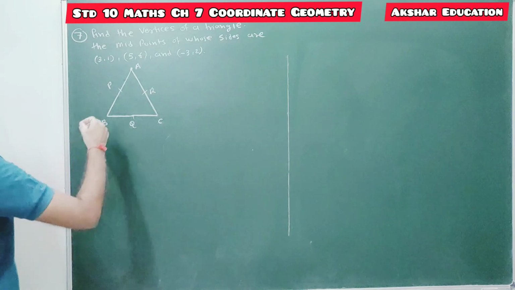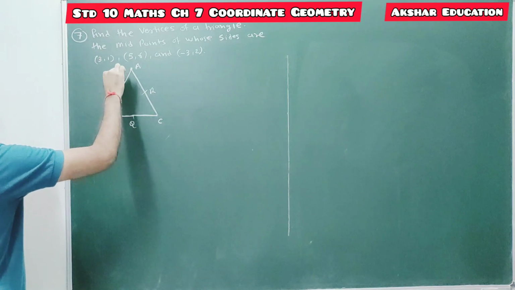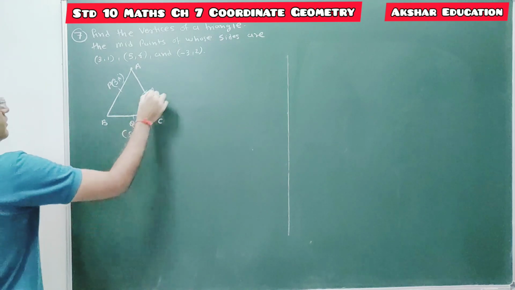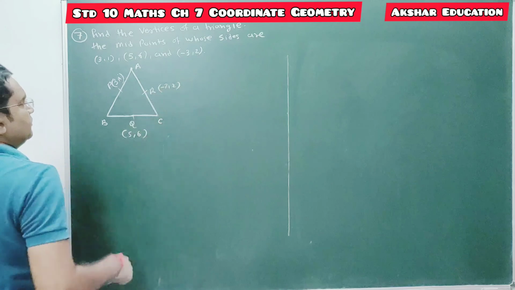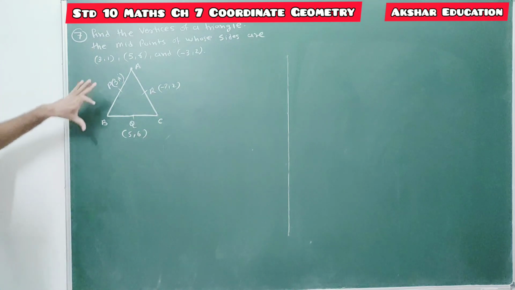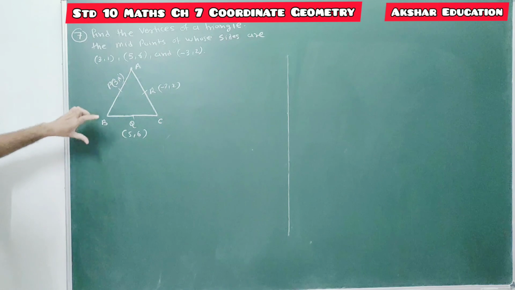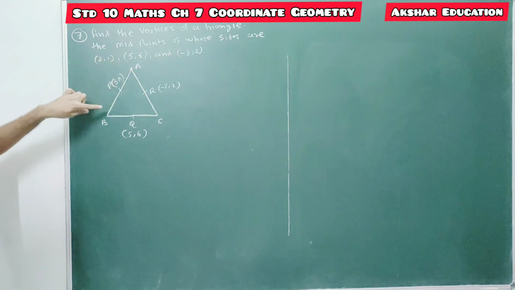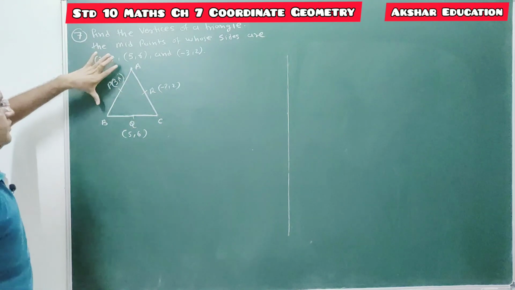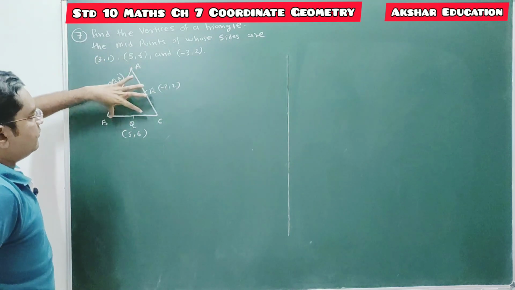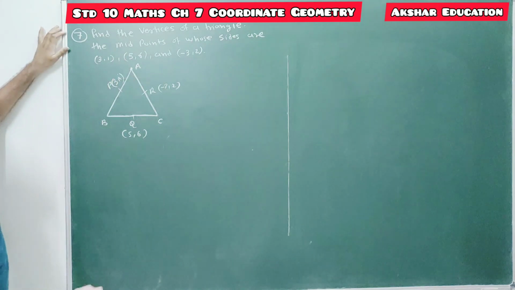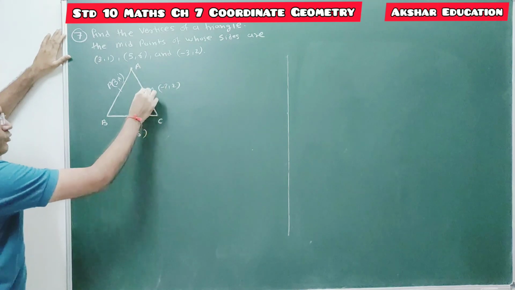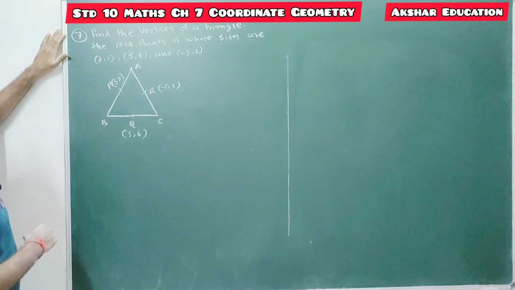Coordinates of midpoints of sides are 3, 1, 5, 6 and -3, 2. These are the midpoints of the sides of triangle AB, BC and AC. So question is find the vertices, that means you have to find the coordinates of vertices of this triangle ABC, and here the coordinates of midpoints of the sides are given. Done. So here P is the midpoint of AB, Q is the midpoint of BC and point R is the midpoint of line segment AC.